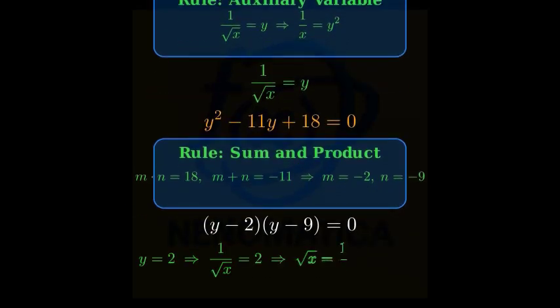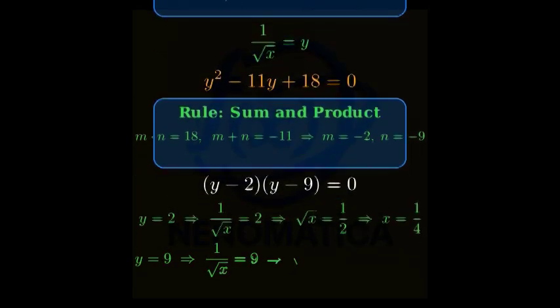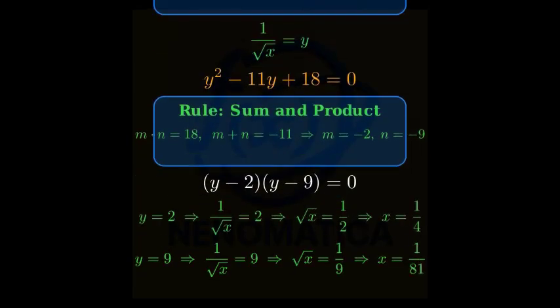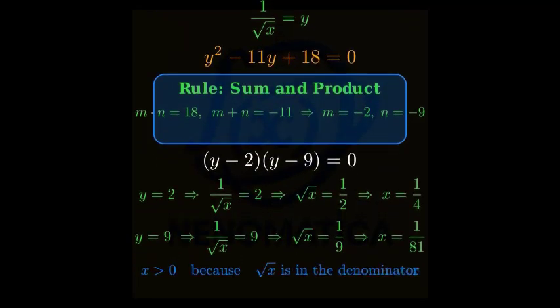Step 4. Solve for x. If y equals 2, then 1 over root x equals 2. That means root x equals 1 over 2, so x equals 1 over 4. If y equals 9, then 1 over root x equals 9. That means root x equals 1 over 9, so x equals 1 over 81. Important domain note: because there is a square root of x in the denominator, x must be strictly positive. Both solutions we found, 1/4 and 1 over 81, are positive and valid.